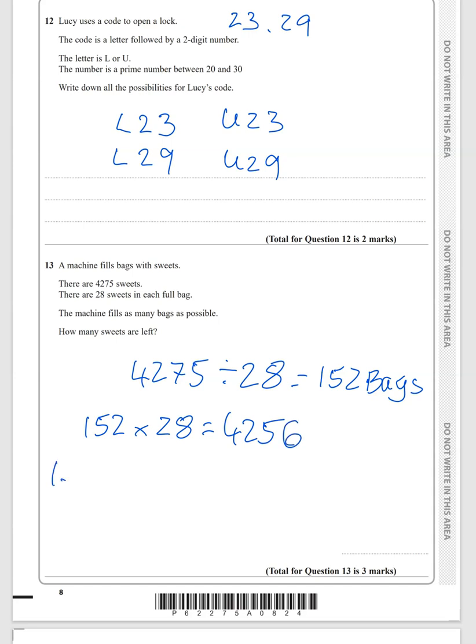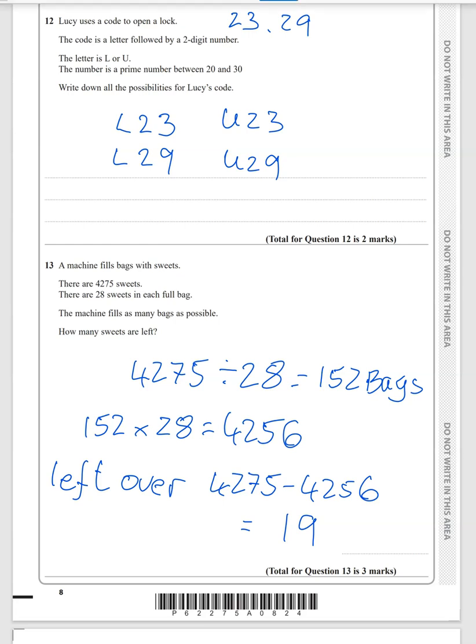So left over is going to be 4,275 minus 4,256. Now hopefully this is less than 28, otherwise we've gone wrong. 19. So 19 sweets left. So I worked out how many full bags we could make, worked out how many sweets that would take, and then took it off the total. There are other ways of doing that, but I think that follows my logic anyway.